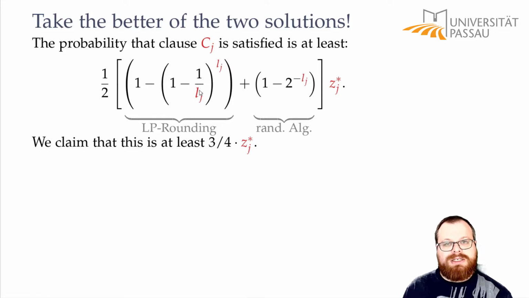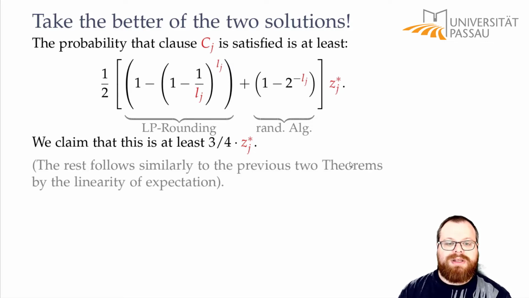What if l_j is 2? This here becomes a 2, so we have 1/2 to the power of 2, which is 1/4, so this here is 3/4. And here, 1 minus 2 to the minus 2 is 1 minus 1/4, which is also 3/4. So both are 3/4, which means their average is also 3/4 times z_j star. We then have exactly the bound that we want.